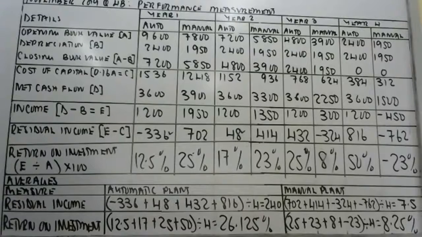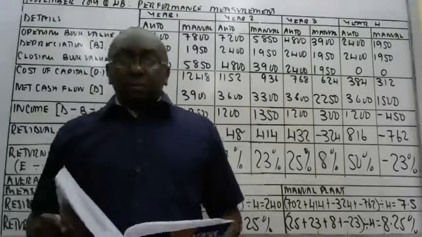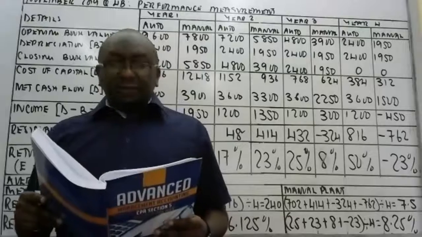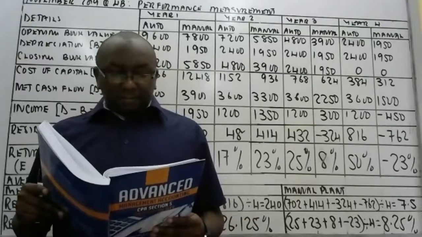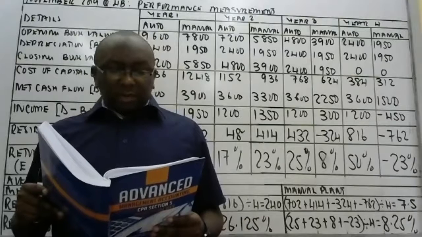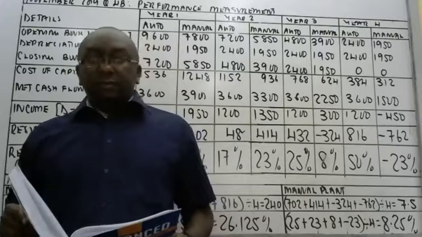So if we are okay with that, then we can proceed to answer the question, which was saying: using appropriate computations, justify why neither return on investment nor residual income would motivate Asrop Wafula to invest in the machine with a higher net present value.